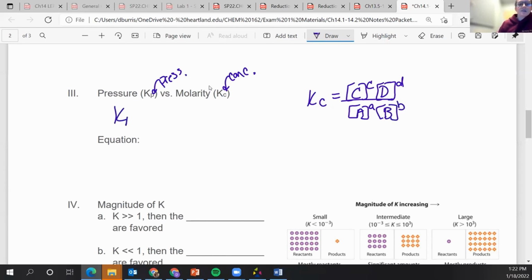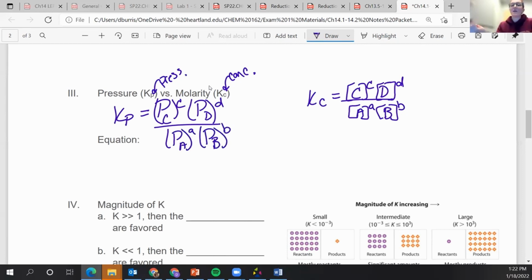Pressures are similar, except you're just going to use partial pressures. So it's the partial pressure of C to the c power times the partial pressure of D to the d power over the partial pressure of A to the a power times the partial pressure of B to the b power. So it's just the same. You're just going to use partial pressures, and you can calculate this as well.